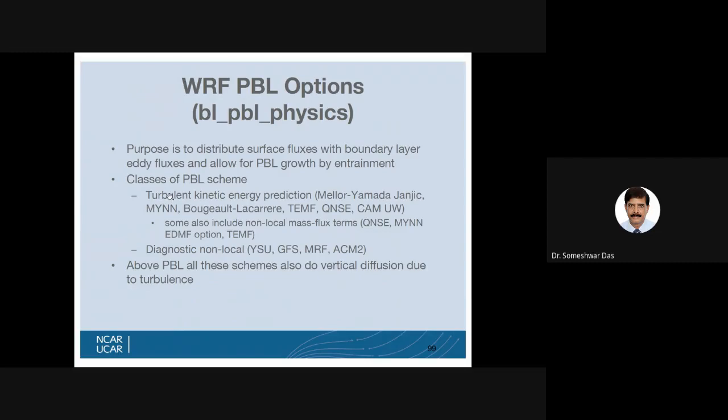Okay, there are different types of planetary boundary layer parameterization schemes. One type is called the turbulent kinetic energy prediction scheme. And in this category, there are many schemes proposed by different scientists. Prominent among them is the Mellor-Yamada, a very complex scheme of the boundary layer. It is called the 1.5 order closure scheme or 2.0 order closure scheme. And Janjic is a person who had implemented this Mellor-Yamada-Janjic scheme in the model. Then another improved version of that is called MYNN.